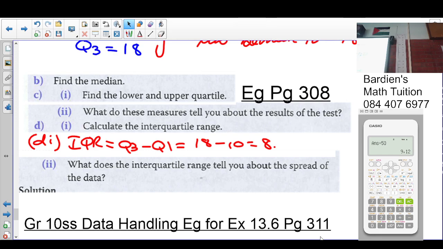With that, you should be able to do Exercise 13.6, Number 1, for homework. Then we'll do number 1 and 2. Whatever you don't understand, we'll try and explain tomorrow. And we'll do the second example as well.